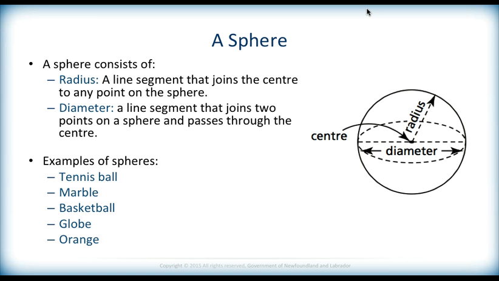If we think of an orange, it will approximate a sphere, and the area of its peel will represent the surface area of a sphere. Some other examples of spheres would be a tennis ball, a marble, a basketball, a globe, and again an orange.